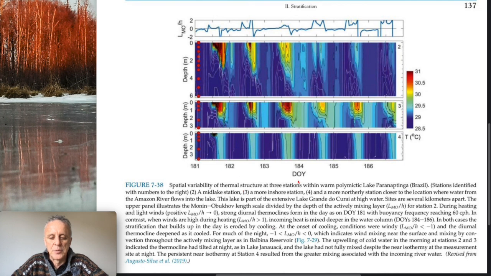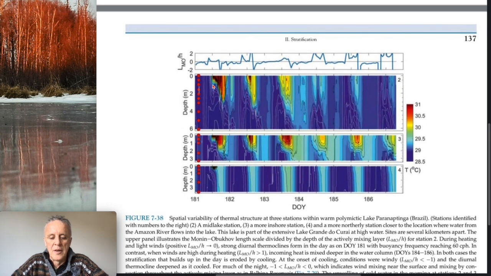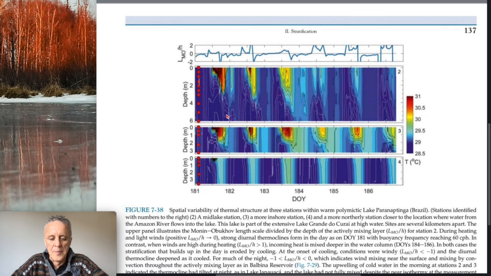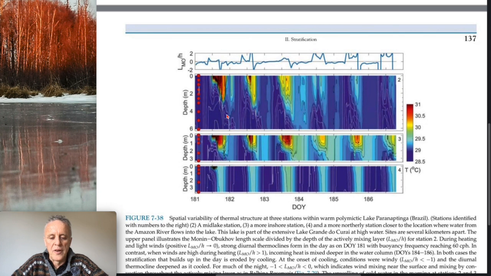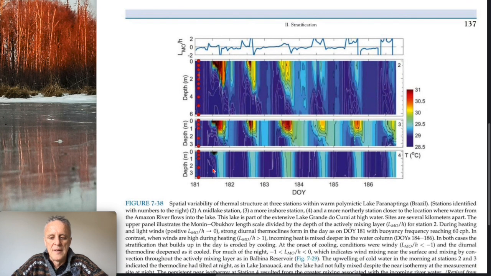So on the x-axis, we have the DOY, which is the day of the year. Here we have this Monin-Obukhov length scale divided by the height. And then we have the height with the temperature. Then we have the depth in meters, as well as the depth in meters here. And this is for station 3 and 4. And this is for station 2.